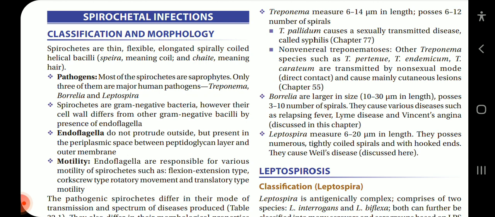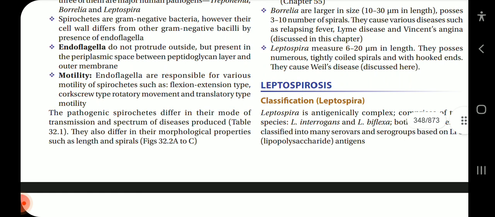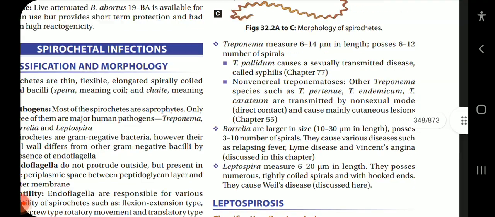Spirochetes are gram-negative bacteria. However, their cell wall differs from the other gram-negative bacilli by the presence of endoflagella. Endoflagella do not protrude outside but are present in the periplasmic space between the peptidoglycan and outer membrane layer. Now, motility. Endoflagella are responsible for various motility of spirochetes such as flexion-extension type, corkscrew type, rotatory movement, and translatory type motility. The pathogenic spirochetes differ in the mode of transmission and spectrum of the disease produced. They also differ in their morphological properties such as lengths and spirals, which we will see in the figures.